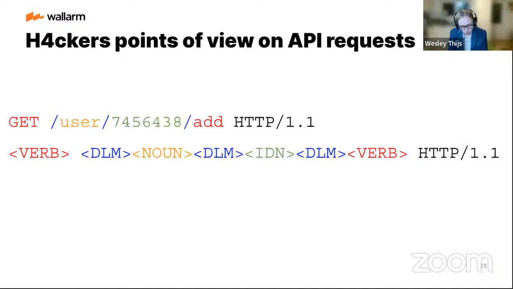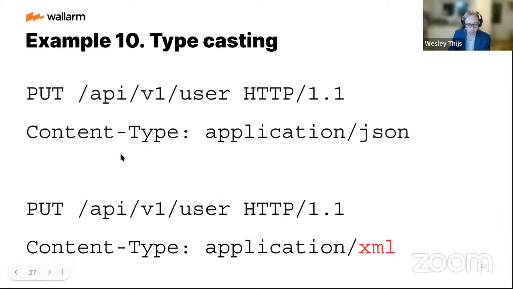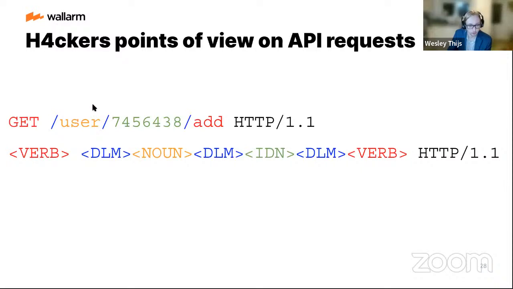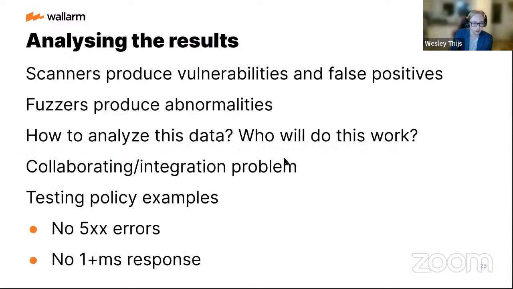So if we take all of this into account, we basically get the hacker's view of our API request. In the hacker's view, we start with a verb, we add a delimiter, we add a noun, which is user in this case. We add another delimiter, an indicator, which will be the user ID in this case, and then another delimiter followed by a verb. So that's our hacker's view. We try to look at it that way because then fuzzing becomes a lot easier. Of course, we can try to fuzz these verbs, we can try to fuzz the nouns, or we can try to fuzz indicators.